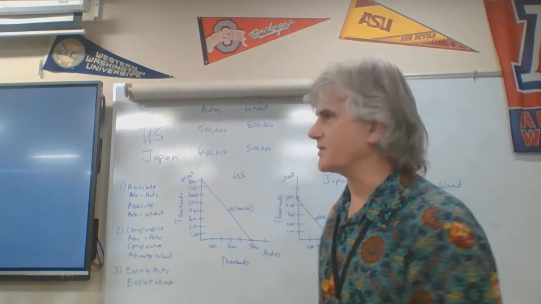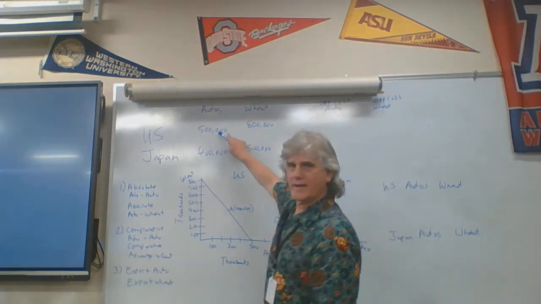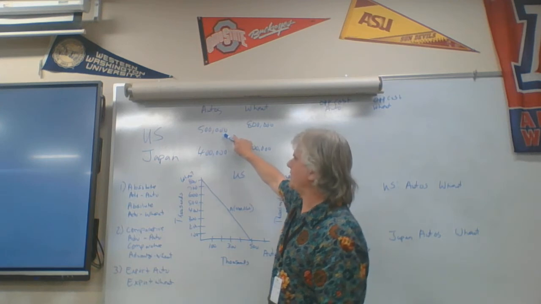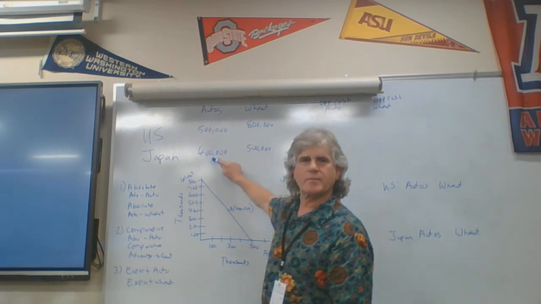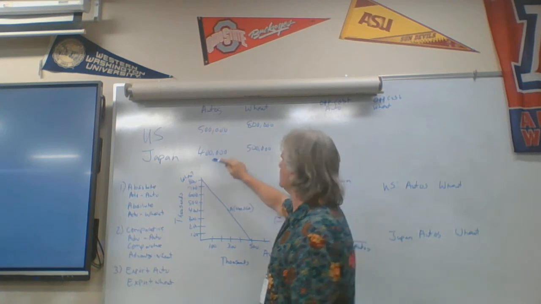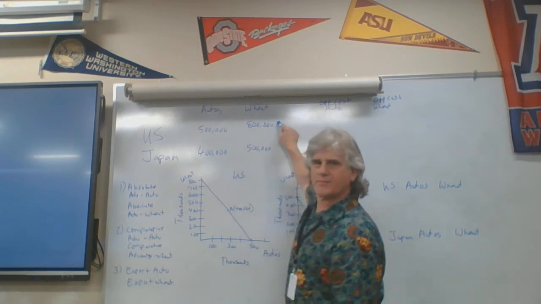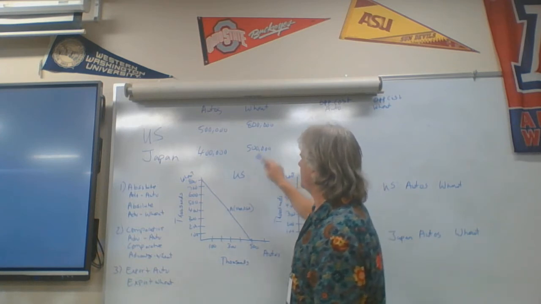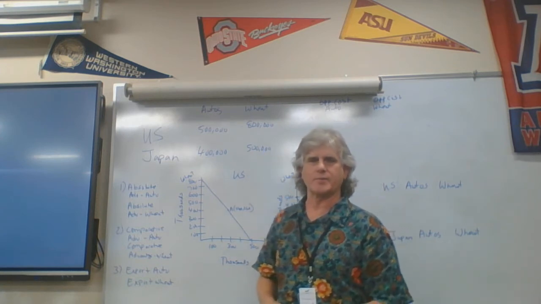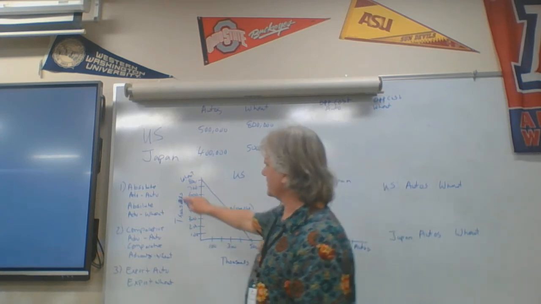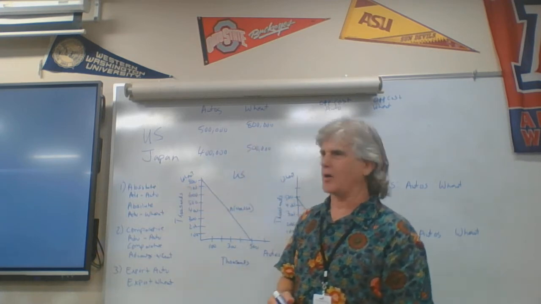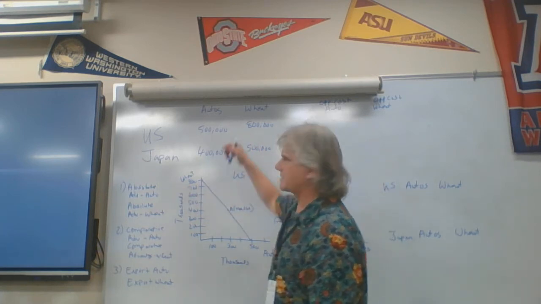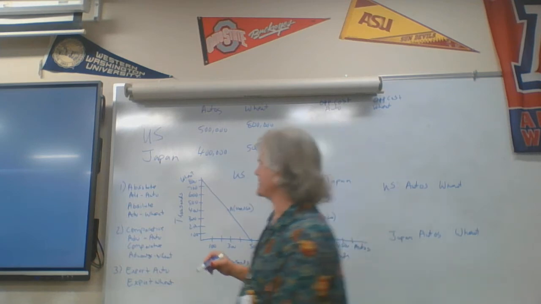So we're going to be looking at the US and Japan, and I've got some numbers up here. The US is going to be making automobiles at 500,000. Japan is going to be making automobiles at 400,000. Wheat is the next product. The US is going to be making 800,000 bushels of wheat, and Japan is going to be making 500,000 bushels of wheat. So the first question is, who has got the absolute advantage in automobiles? You look at who makes the most automobiles, and it's the US.